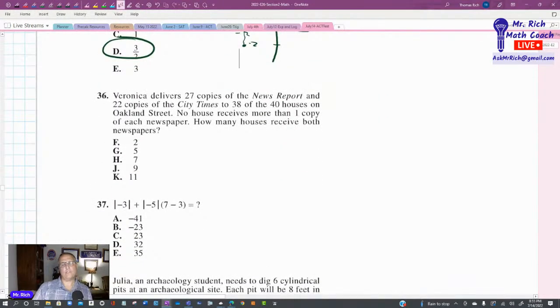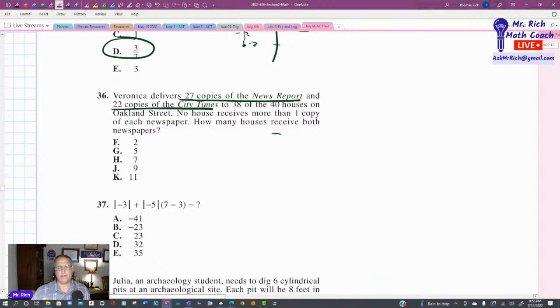36. Veronica delivers 27 copies of the news report and 22 copies of the City Times to 38 of the 40 houses on Oakland Street. No house receives more than 1 copy of each newspaper. How many houses received both newspapers? Okay. All right. So she delivers 27 copies of the news report and 22 copies to 38 of the 40 houses. How many had two?